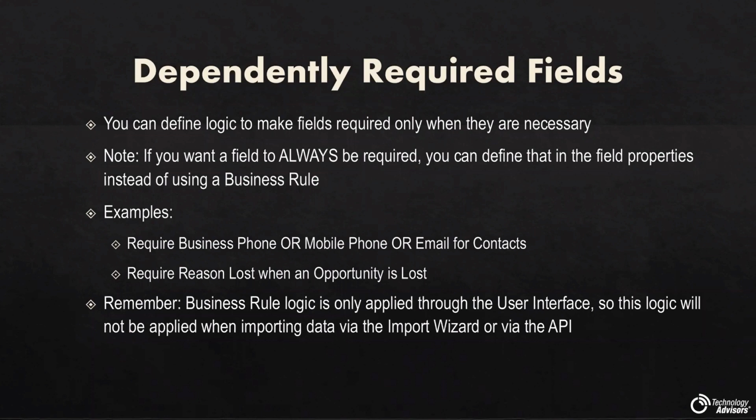All right, so we're going to do a couple of examples here. I'm actually going to do them in the opposite of the order I listed them here, but we're going to start with going back to that reason lost field. In addition to showing it when the opportunity is lost, we're now going to make it required when the opportunity is lost. And then we're going to put some logic in on the contact page to have some sort of complex requirements there. We either want the phone number or the email to be required. And in particular, we don't really care if it's the business phone or the mobile phone. So we want to make sure at least one of those three fields is filled in for every contact, but we don't really care which one it is.